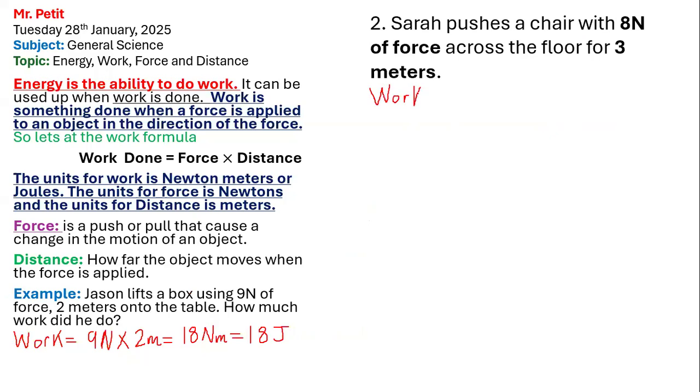So work is going to be equal to... how did you get that? You multiply 8 newtons by 3 meters. Equals what? 24. 24 what? Newton meters, right? Which is 24 joules.